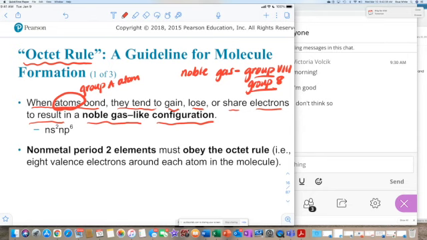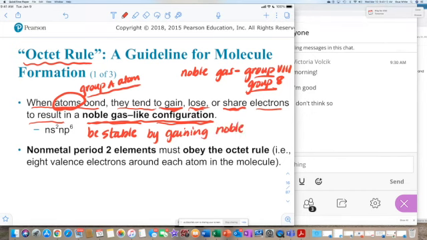So as scientists are looking at atoms, and looking at their behavior, their assumption is they're gaining, they're losing, and they're sharing electrons. Why? Because they have a goal. What is their goal? To have a noble gas-like configuration. So scientists assume that the reason why group A atoms behave this way is because they want to be stable. And the way they become stable is by gaining noble gas, which is group A, configuration.